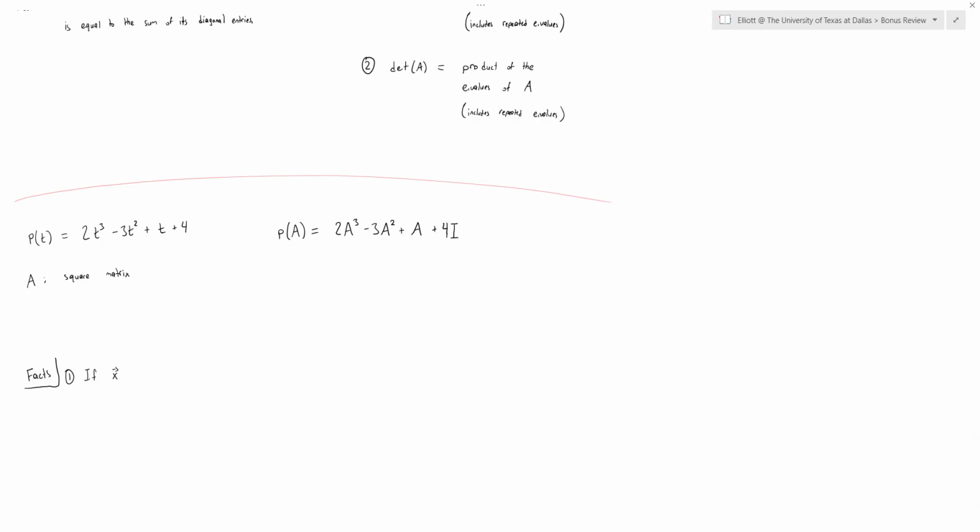So the first fact I want to state is if X is an eigenvector of some matrix A with a corresponding eigenvalue lambda, then X is also an eigenvector of A to the k, and it'll have a corresponding eigenvalue lambda to the k. Okay.